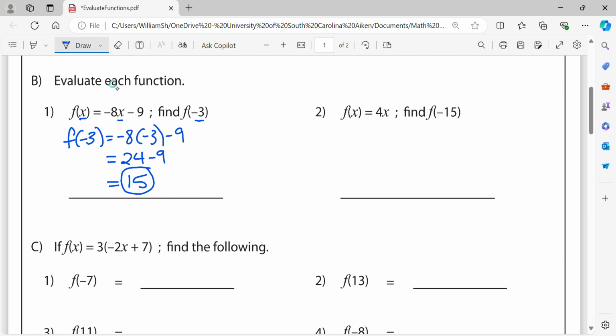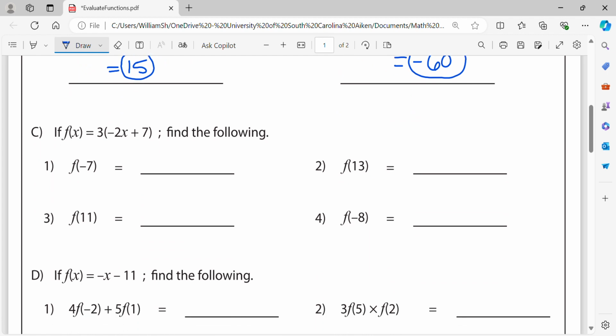Next one's fairly simple. f of x equals 4x, and we want to find f of negative 15. So I just want to put negative 15 in for these x's. So I'm going to do f of negative 15 equals 4 times negative 15. 4 times negative 15 is going to give us negative 60. That is our answer. So f of negative 15 here equals negative 60.